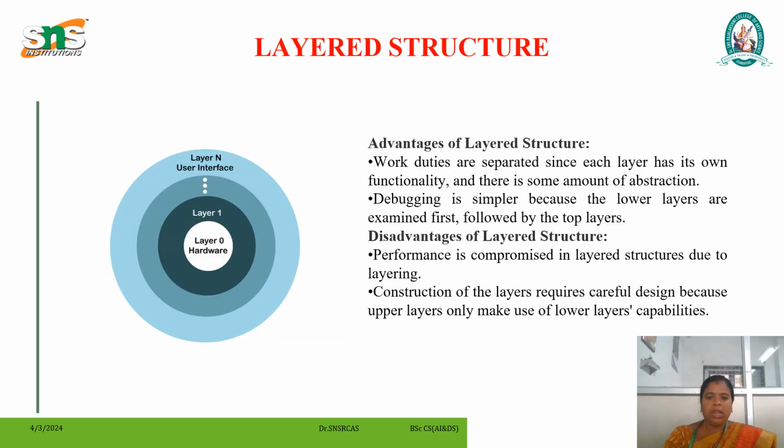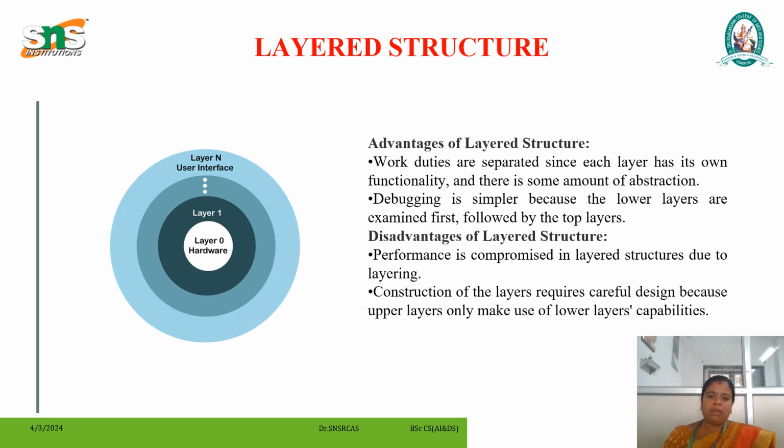Next one, layered structure. The operating system is separated into layers or levels. In this kind of arrangement, Layer 0, the lowest layer, contains hardware. The highest layer contains the user interface. These layers are organized hierarchically, with the top level making use of the capabilities of the lower levels.